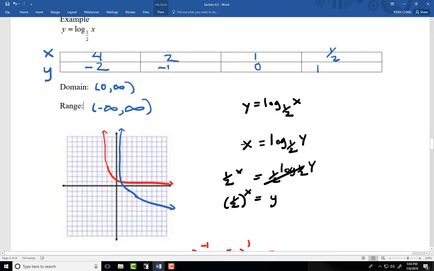So do take a look at this, and do practice. This does take a while to get used to. But the easier thing is to graph your exponential first and then swap your coordinates if you're being asked to graph a logarithm. Now, I do want to show you something on your graphing calculator. If you notice, your logarithms will always have negative infinity to infinity for the range.